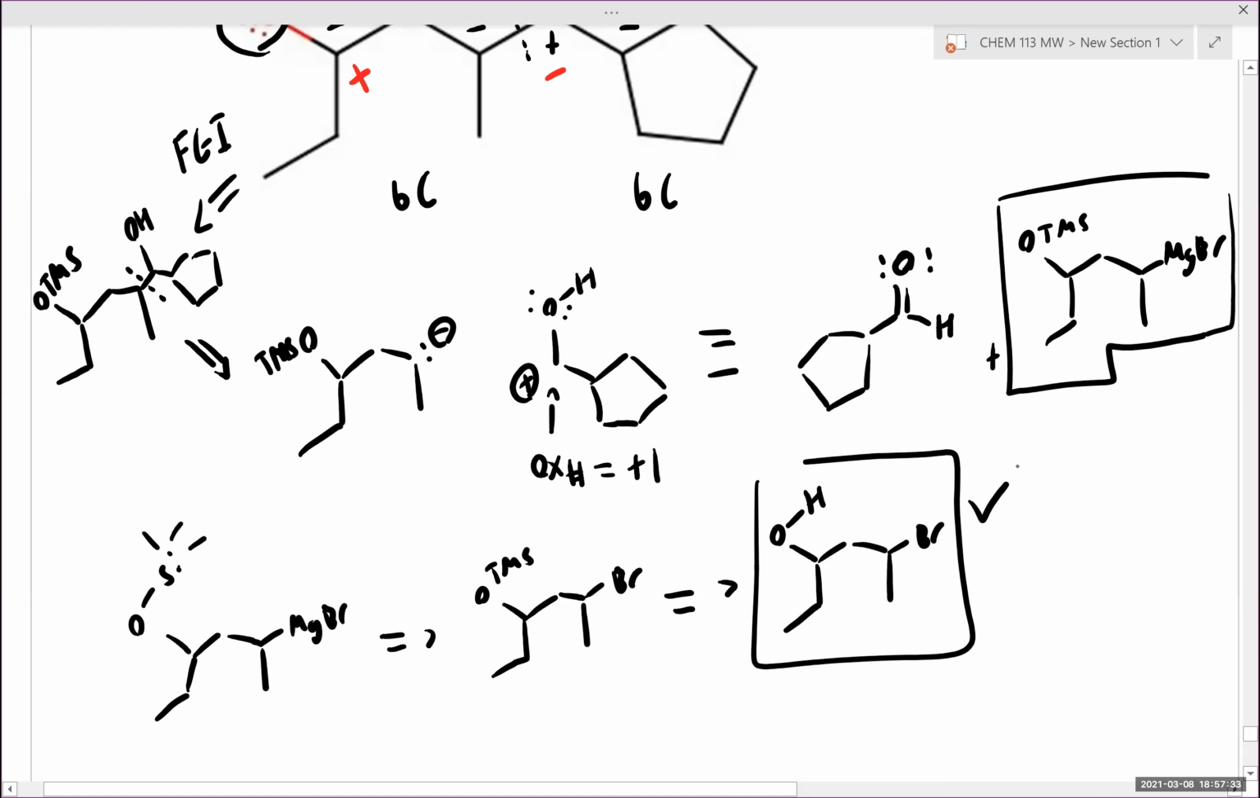Okay, does everyone understand the logic for this retrosynthesis? We need to use a protecting group to avoid side reactions and to avoid quenching our Grignard. A Grignard is incompatible with a free alcohol, so we have to protect the alcohol in order to make our Grignard. Does that idea make sense?